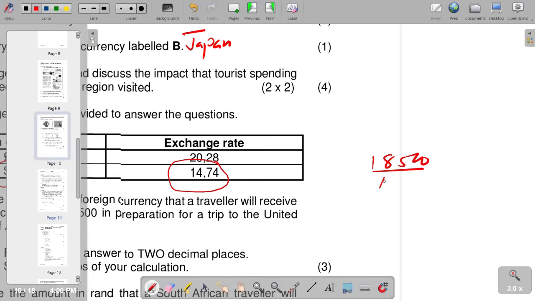Then we divide by 14.74. And if you divide, you're going to get your answer. The answer will be in dollars, so it's $1,255.09. Obviously, two decimal places. So that is the calculation on that part.